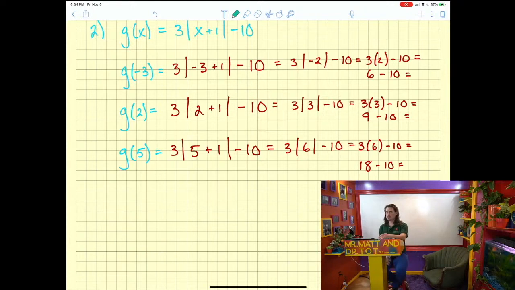So if g of x is equal to 3 times the absolute value of x plus 1, quantity minus 10, then g of negative 3 would be equal to 3 times the absolute value of negative 3 plus 1, quantity minus 10. Negative 3 plus 1 is going to be negative 2, and then the absolute value of negative 2 is positive 2. So this is going to end up simplifying into just 3 times positive 2 minus 10. 3 times 2 is 6. 6 minus 10 is negative 4.